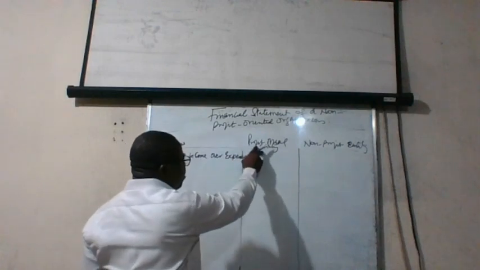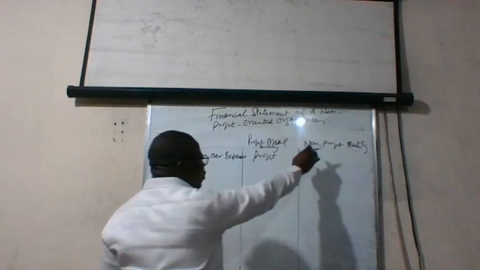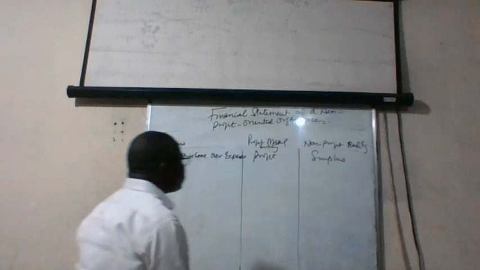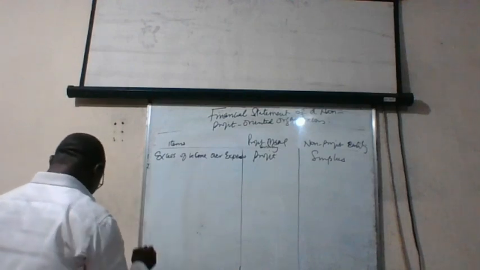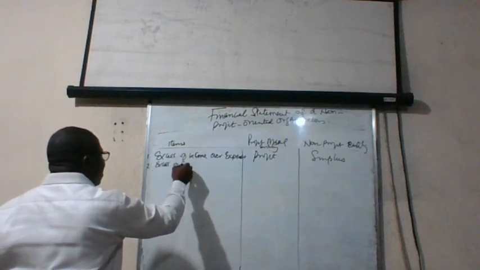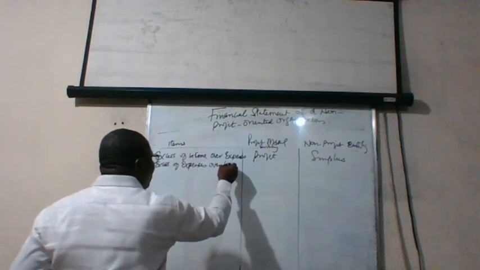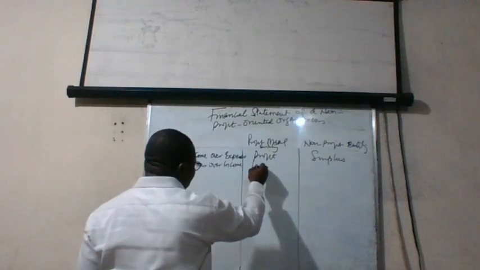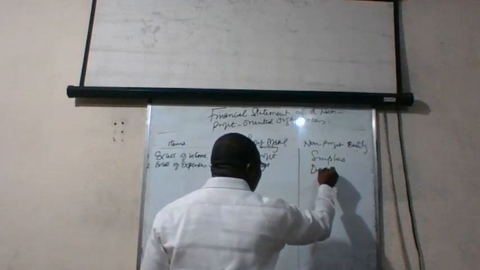Now, the profit making organization will call this profit, while the non-profit organization will call this surplus. Number two, excess of expenses, where expenses are more than income. A profit-making entity will call this loss, but a non-profit will not call it loss; it will call it deficit.